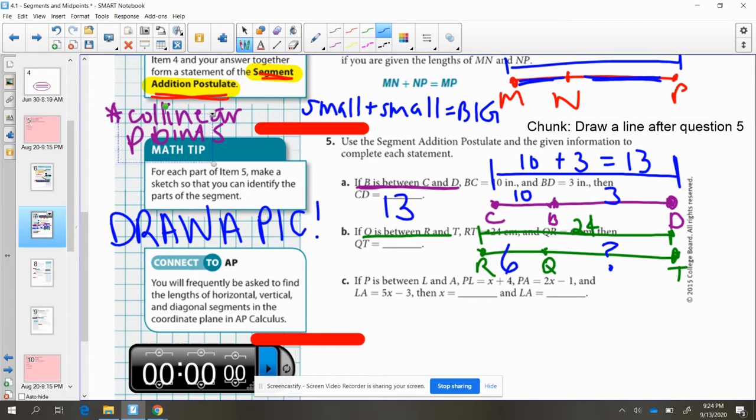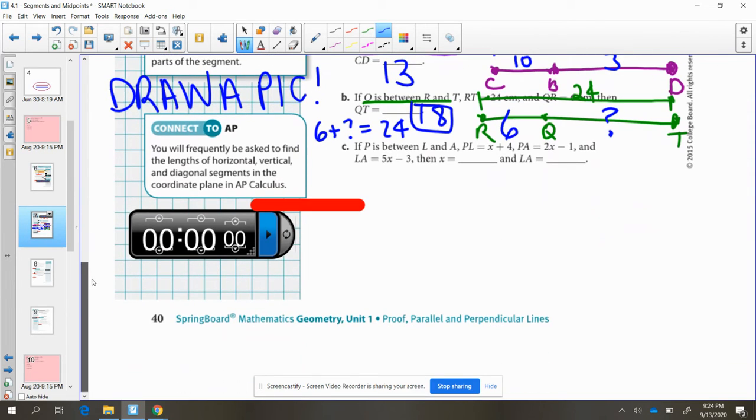This time you're not going to use addition. You're going to use subtraction, because 6 plus our unknown length is going to equal 24. So we would have to subtract to get our final answer of 18. Okay. Now from here, we are going to start combining numbers with algebra.